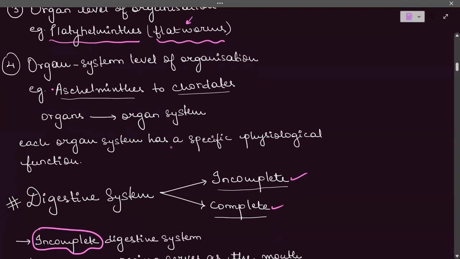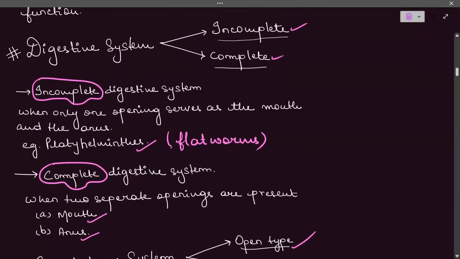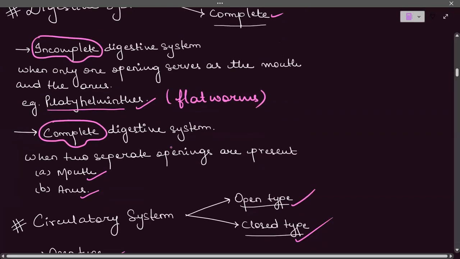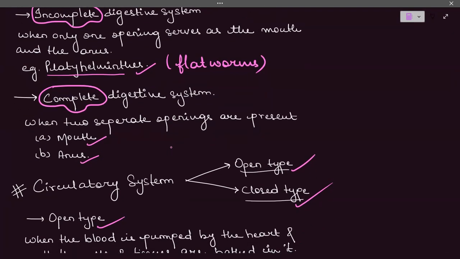Now, here, each of them has its own function to perform. Now, in terms of the digestive system, the digestive system can be of two types. Incomplete and complete. Now, the incomplete digestive system is the one where one opening is acting as the mouth as well as the anus. This is present in the Platyhelminthes. But when there are two separate openings, one is the mouth, one is the anus, then that type of digestive system is known as the complete digestive system.